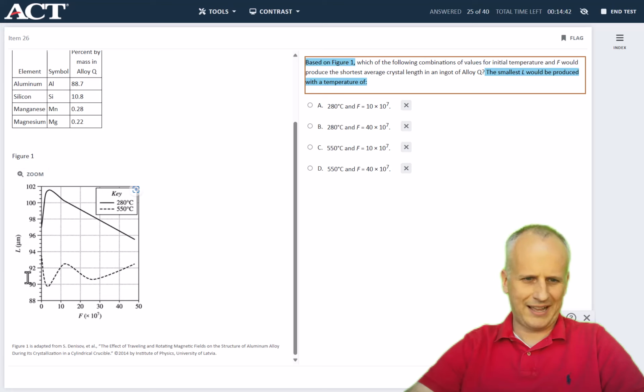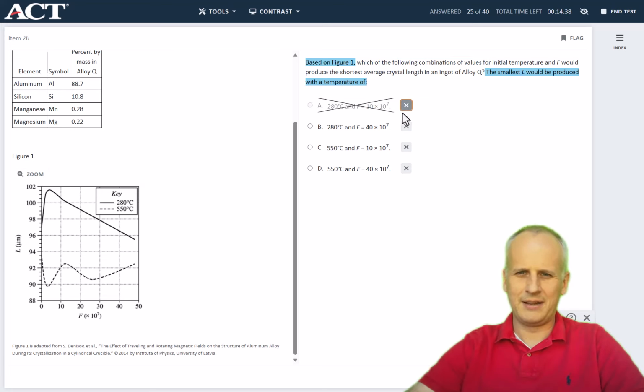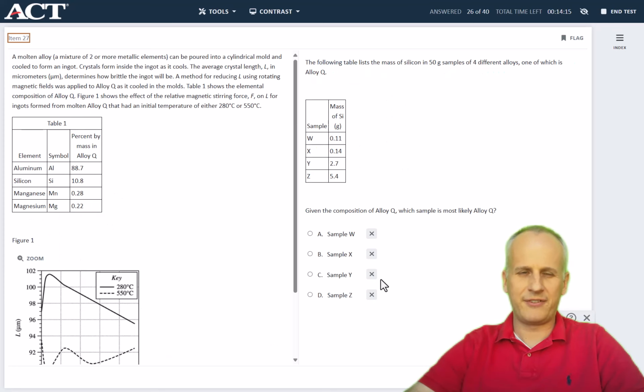Well, L is the vertical axis, so it's got to be the 550 options, not the 280 options. So we can eliminate both A and B almost immediately. And now we're just going to track where it is. Again, on this figure, we can draw the scale, or it's drawn to scale. So right here, it's about 92 at 10 times 10 to the 7, but it's just a little under 92 at 40. So our correct answer is going to be D, again, just by reading the figure without going into the details too much.